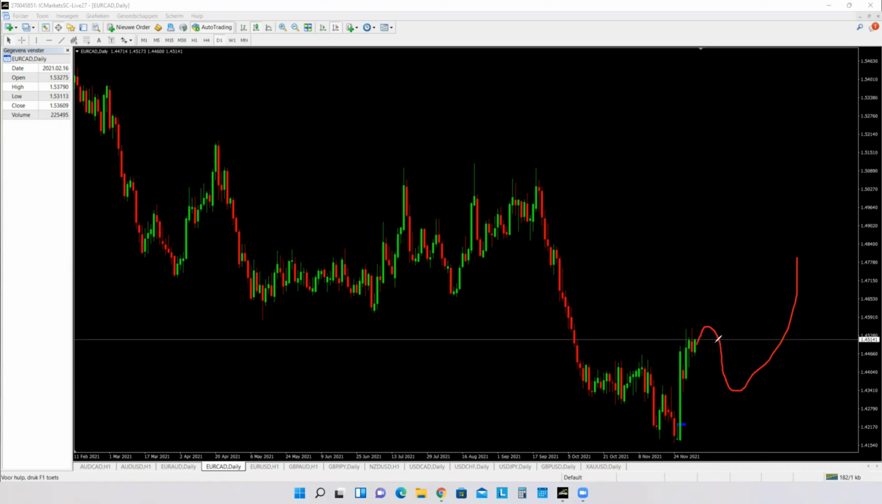And if I get a long setup, of course, I take it all the time. But if I get a long setup anywhere in this area, the odds of winning increase. And I will definitely risk more on that particular trade. So that's what I want to talk about on this particular pair.